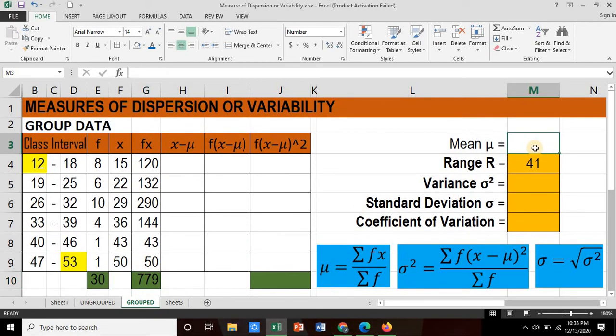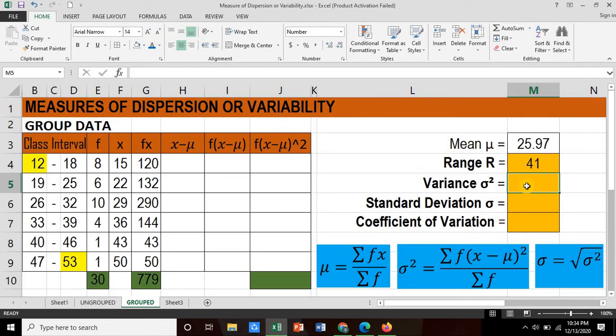So let's go ahead and compute for the mean. That is mu equals the summation of fx divided by the summation of f. So that is 779 divided by 30. That's equal to 25.97 in 2 decimal places.